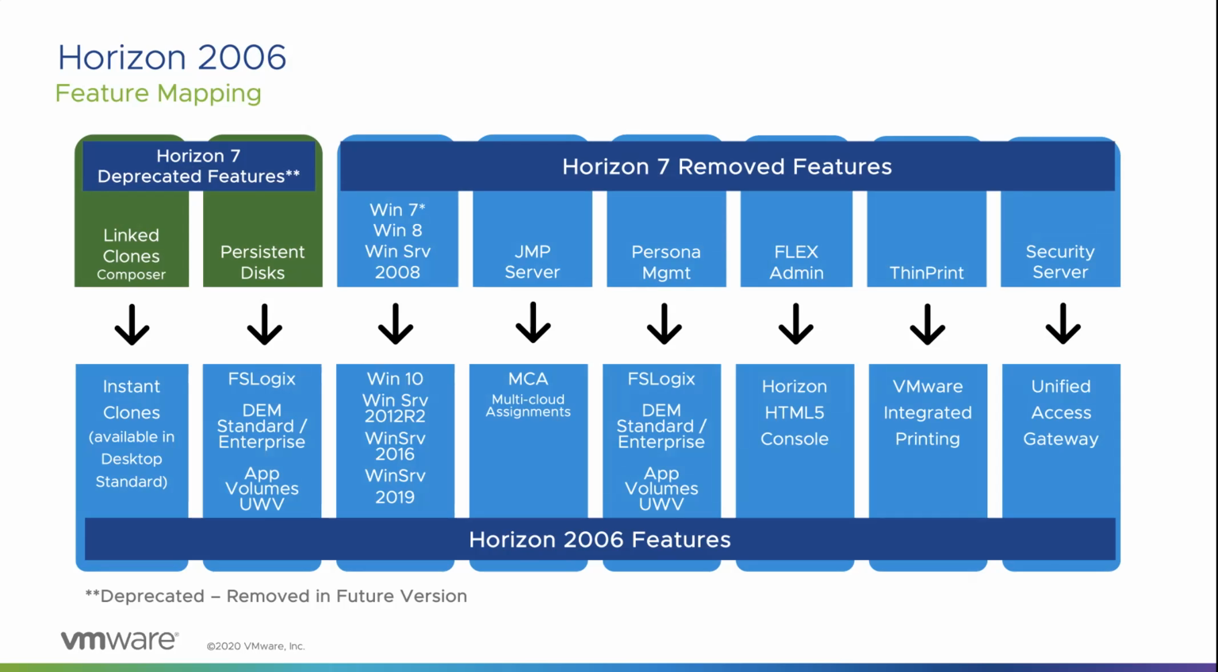And there are some removed features as well. So, support for older operating systems, the jump server, persona management, the Flex admin, which we talked about with Flash. ThinPrint has moved to VMware integrated printing, and the security server, you shouldn't be using that. That's been replaced by Unified Access Gateway.